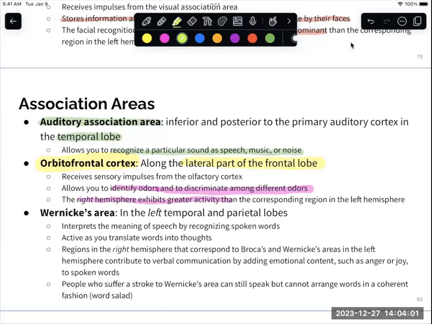We have an area known as Wernicke's area. This is pretty much in the left temporal and part of that parietal lobe. This is what allows you to understand what you are seeing or hearing. So it interprets the meaning of speech and words, and it's active when you're translating those words into thoughts. It's more dominant in the left hemisphere.